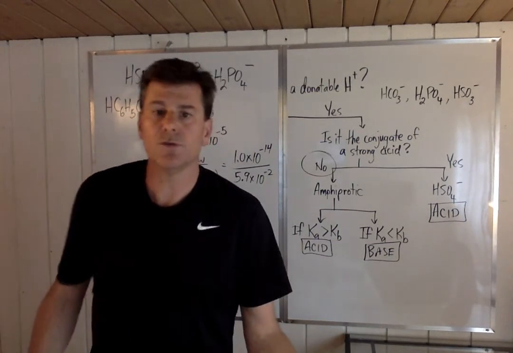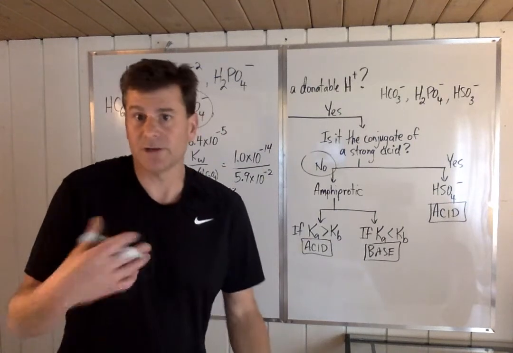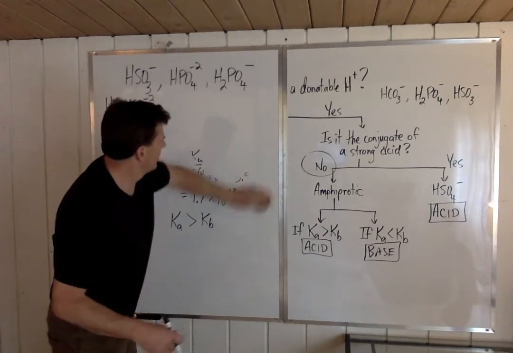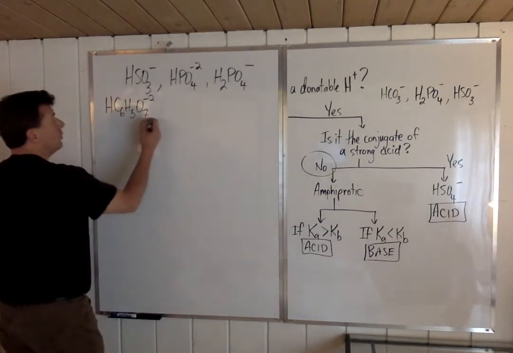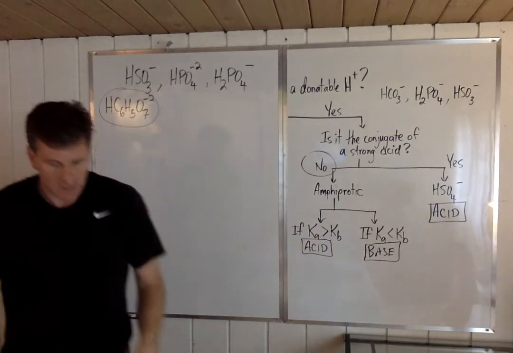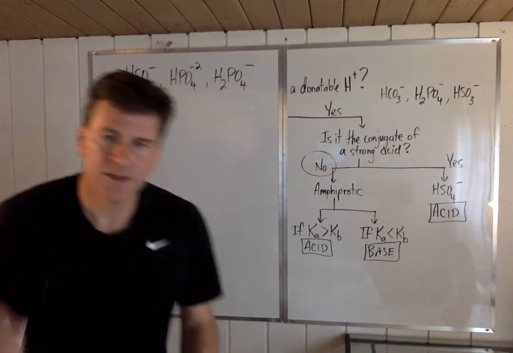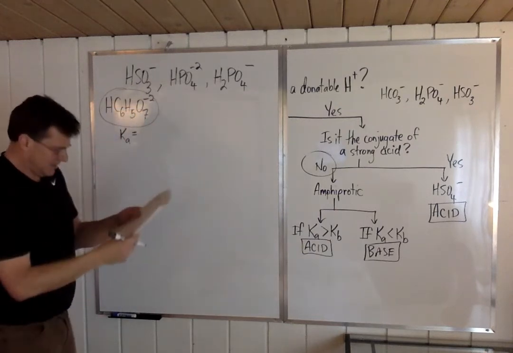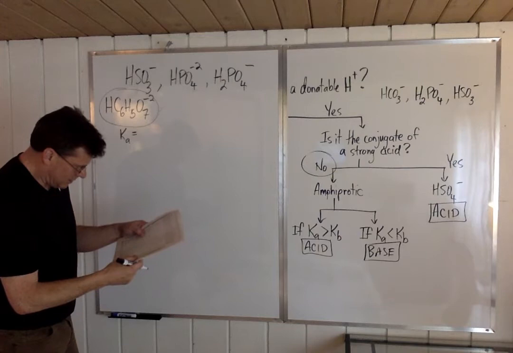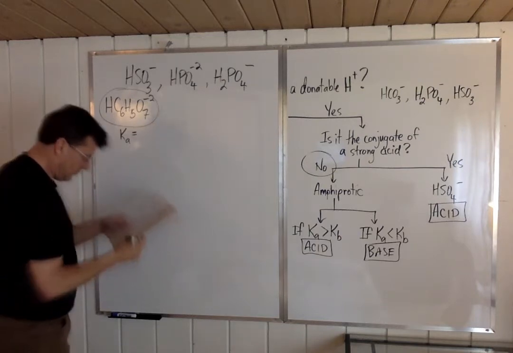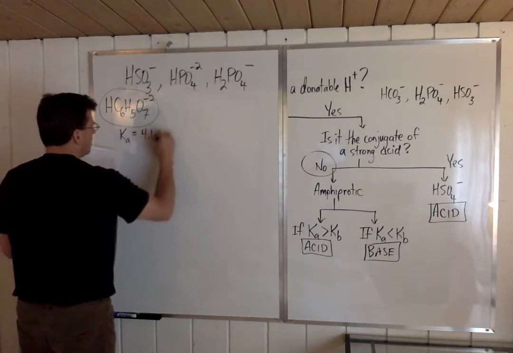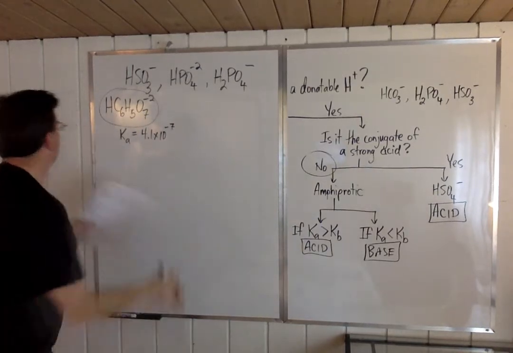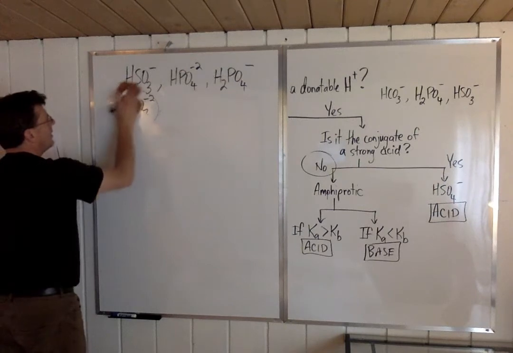Okay, let me give you one more where it goes the other way around. So that was this guy. Okay, let's go with this guy. That is monohydrogen citrate. So the Ka of monohydrogen citrate is, where am I? 4.1 times 10 to the negative 7. I think I picked the wrong one. Get rid of that guy.